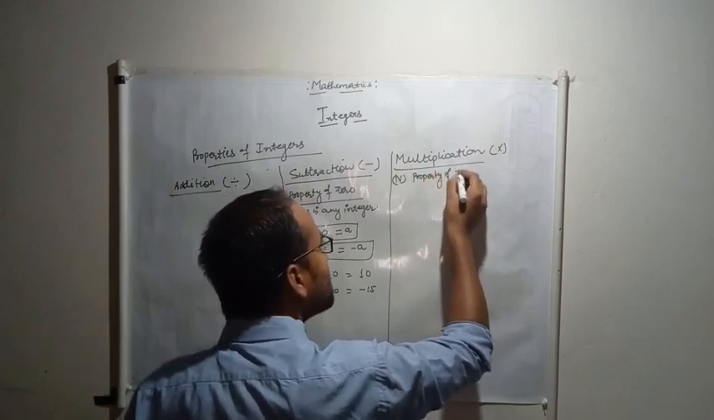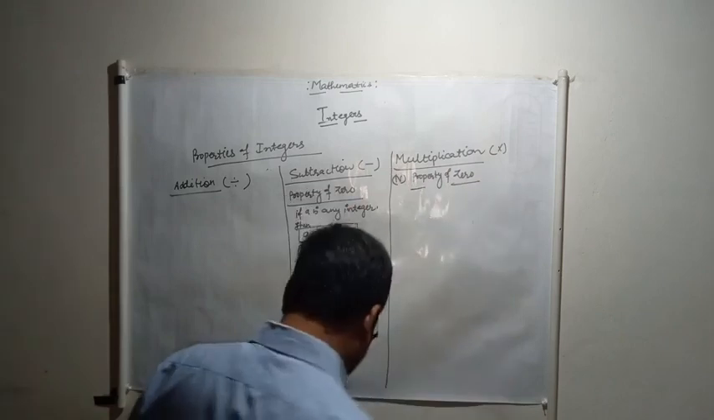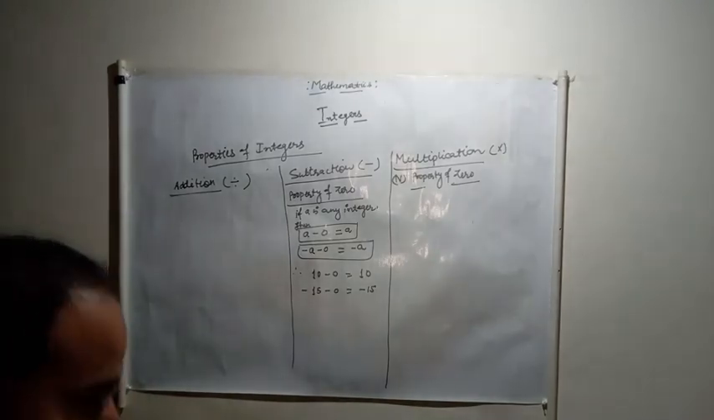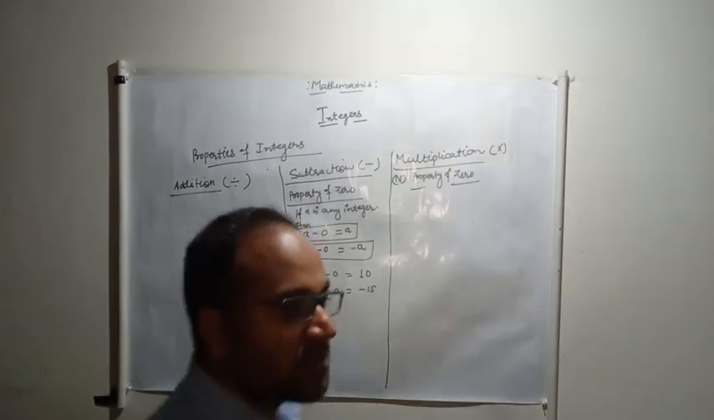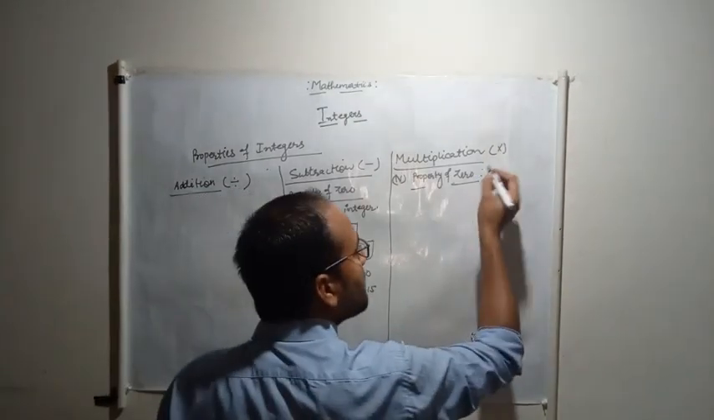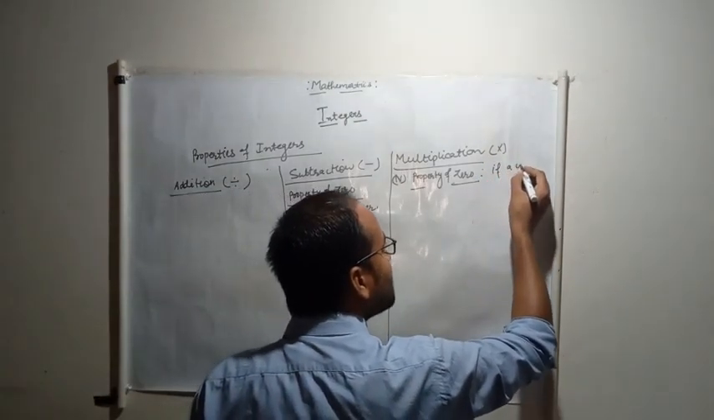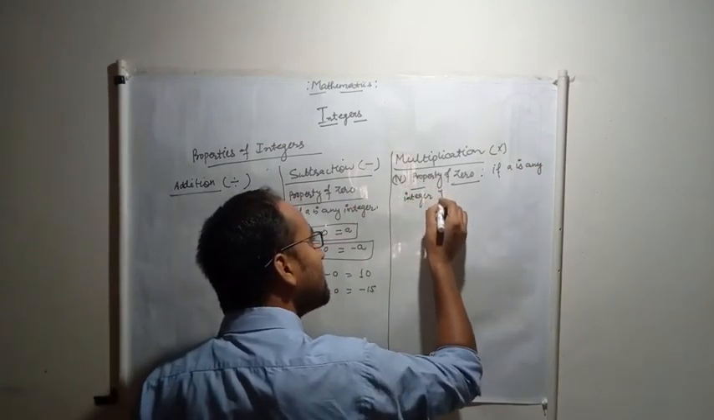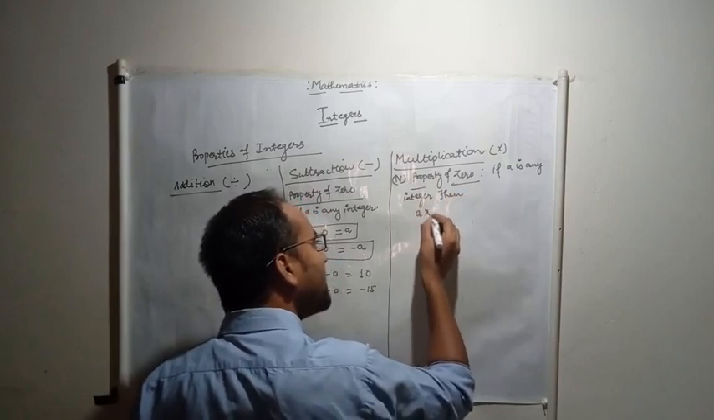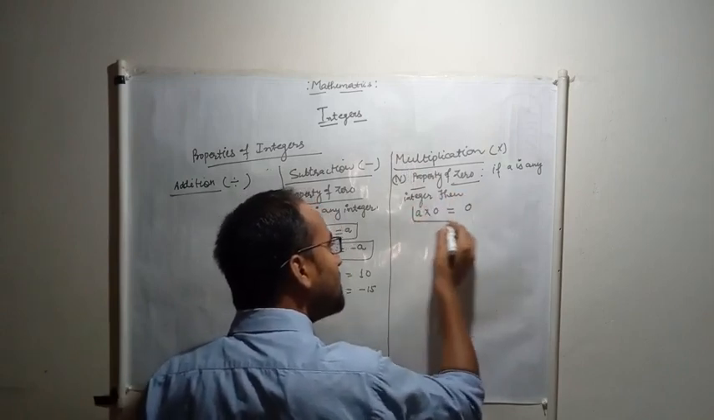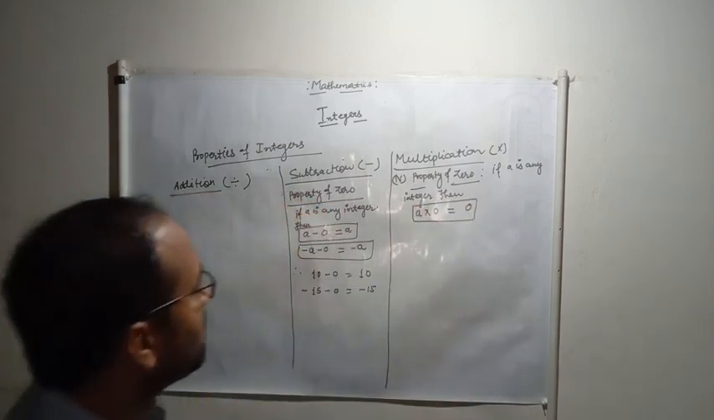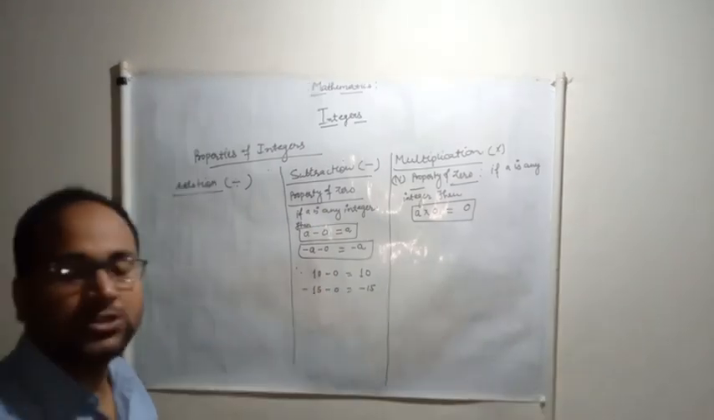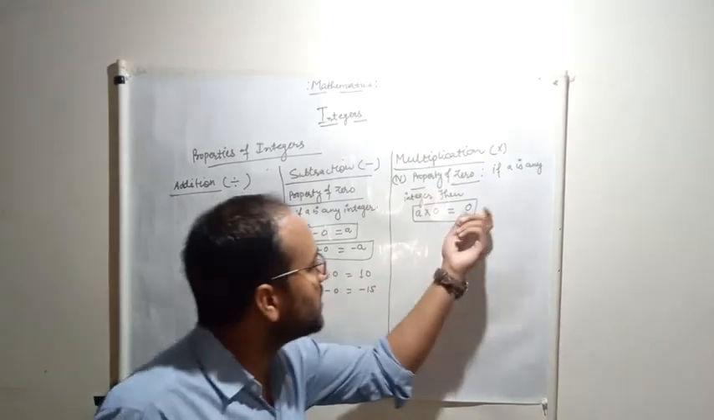Property of zero. It is also an important property related to multiplication. If you multiply any integer by 0, you always get 0. If a is any integer, then if you multiply that integer by 0, your result will always be 0. Okay students, any integer, whether positive or negative, the result will be 0.